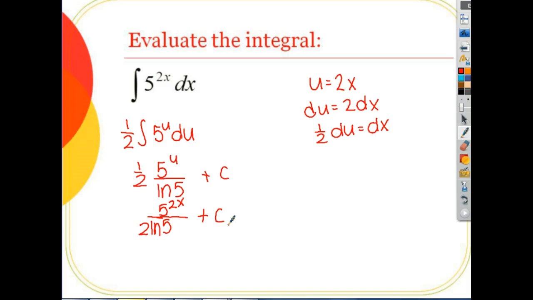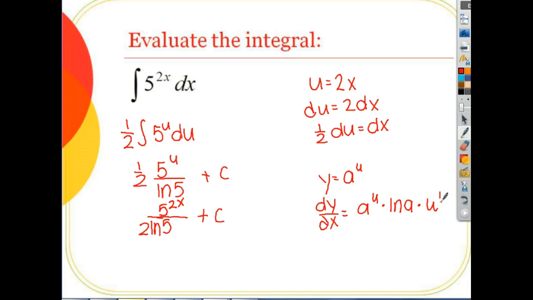So if you work it the other way, if you think about the derivative of a to the u, it was always a to the u times the natural log of a times du. So back in the day, if y was equal to a to the u, then dy/dx is a to the u times the natural log of a times u prime.